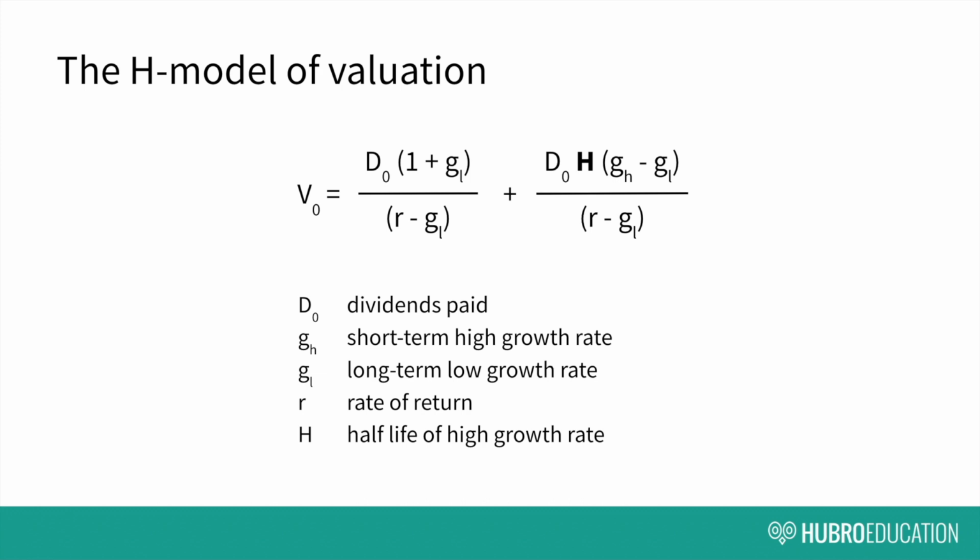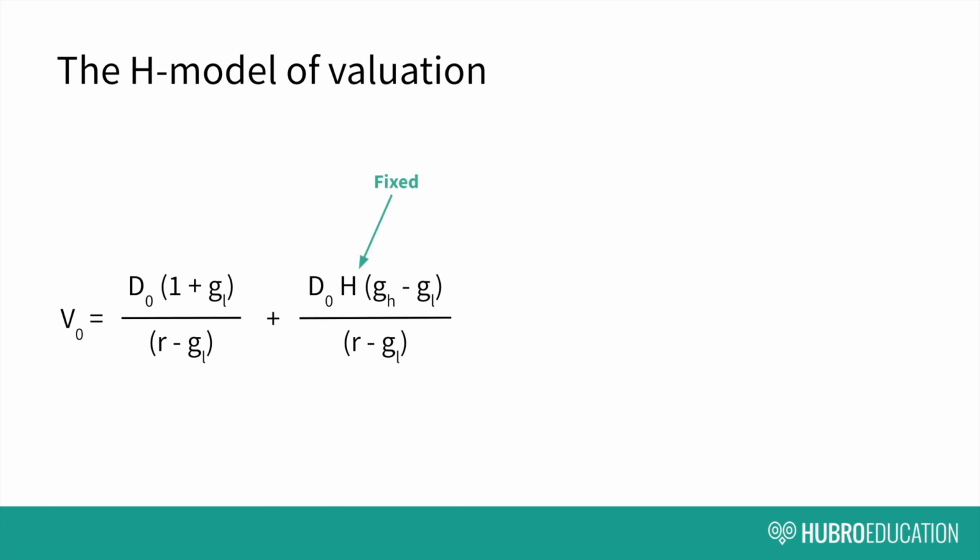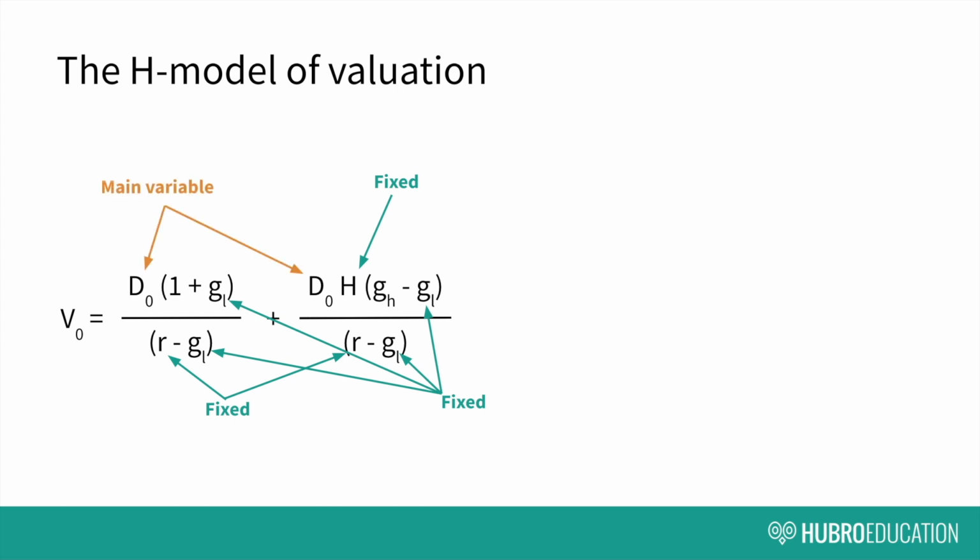Now, the model looks complicated, but let's break it down and make it easier to understand. First, let's try and understand the two parts of the formula. The first component only takes into account the long-term growth rate and represents the slow long-term growth in dividends. The second component represents the short-term by taking into account the short-term growth rate and the half-life. Now, let's make the model easier to work with. When your investors use the model, they use a fixed half-life, rate of return, and long-term growth rate. This means that the only variable you can directly impact is D0, the dividends paid in the last quarter.